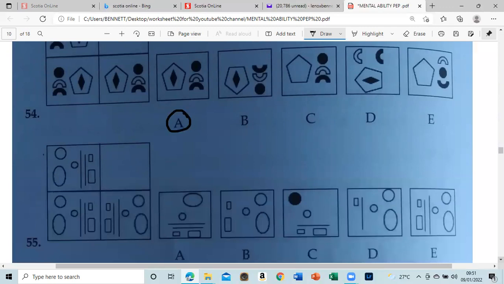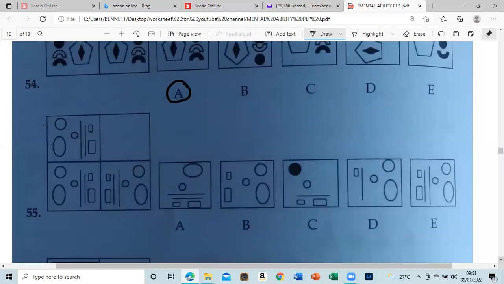Let's continue, guys. We're almost there. Question 55. Oh my, this one looks tricky. So we have one circle here and an oval there and a circle there and a loop and a next loop and two rectangles. Alright, let's go. So yeah, eliminate this. This doesn't fit either.